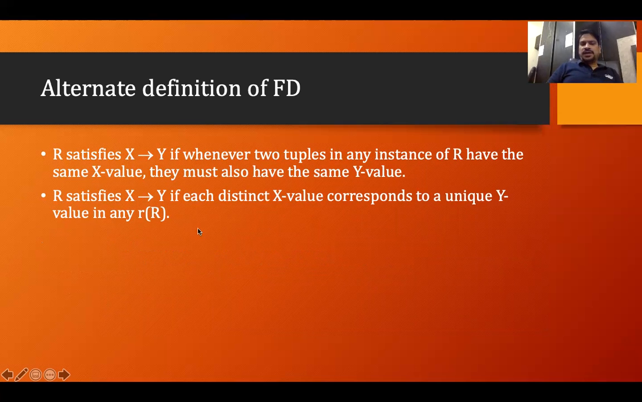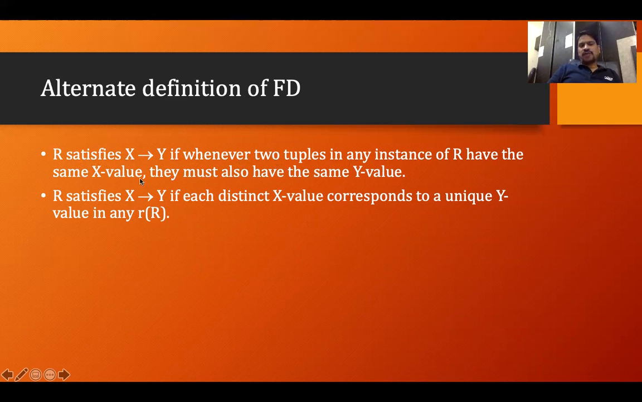Now here we have an alternate definition of functional dependencies. R means a relation. Relation means a table. R, which is a relation, satisfies X determines Y if whenever two tuples in any instance of R have the same X value, they must also have the same Y value.